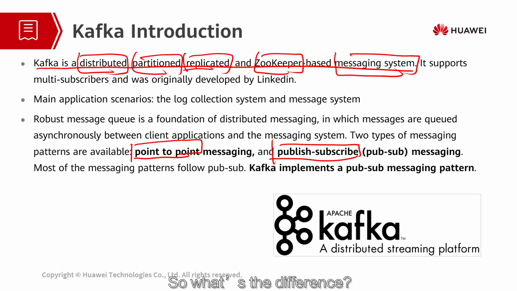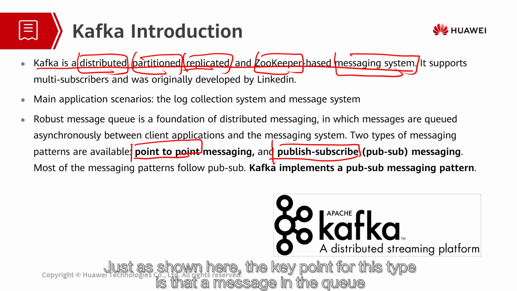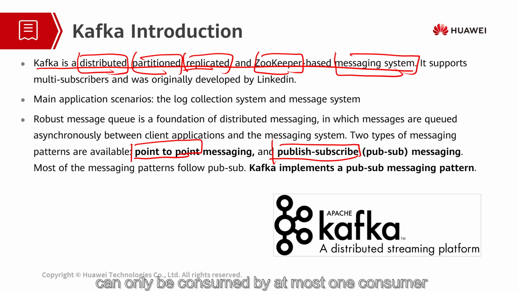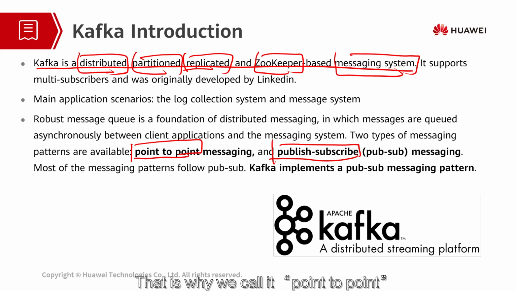So what's the difference? Actually, it is really easy to understand the point-to-point messaging system. Just as shown here, the key point for this type is that a message in the queue can only be consumed by at most one consumer. And once consumed, the message would be deleted or moved out from that queue. That is why we call it point-to-point.